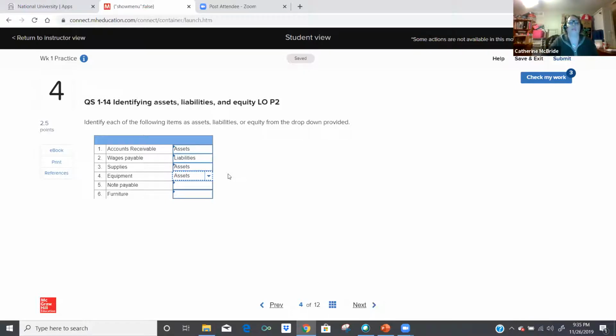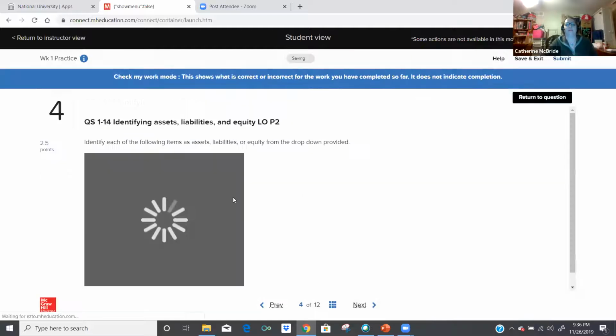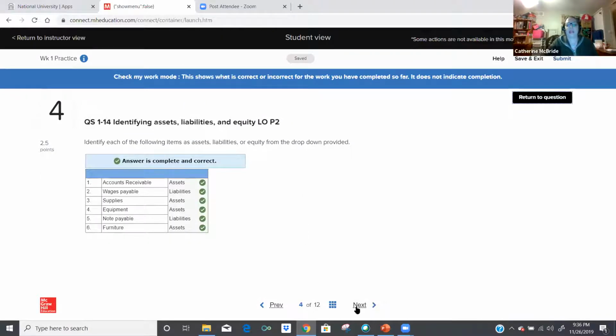for the company. A note payable, that's something that we're going to pay back, like the note on your car loan. A note payable, good job, Mark. A note payable is a liability. And what about furniture? Asset, liability, or equity? It's an asset. Perfect. Okay.